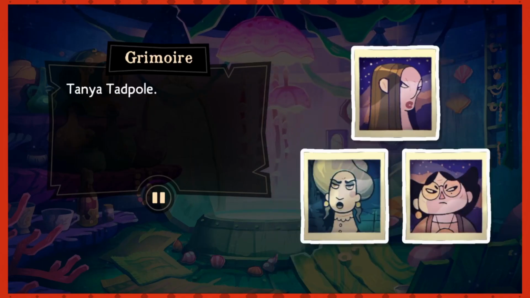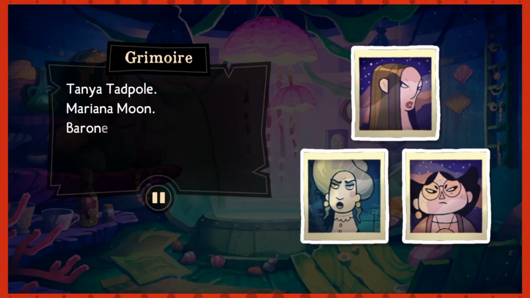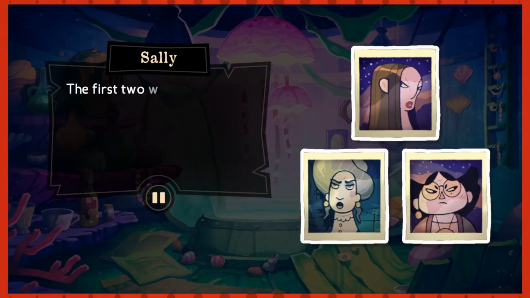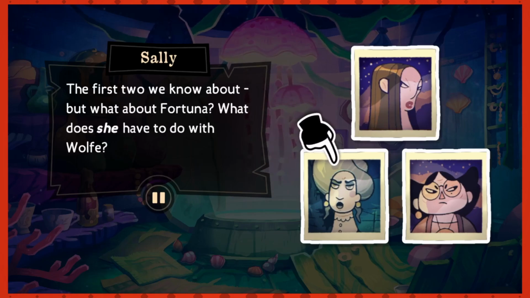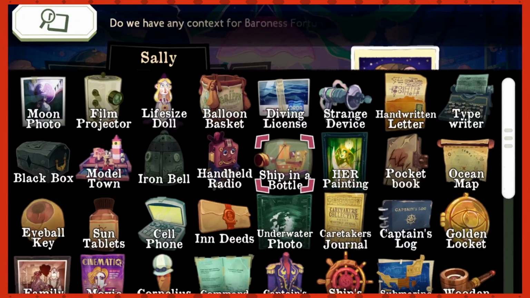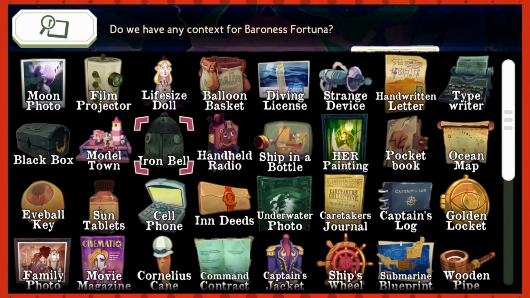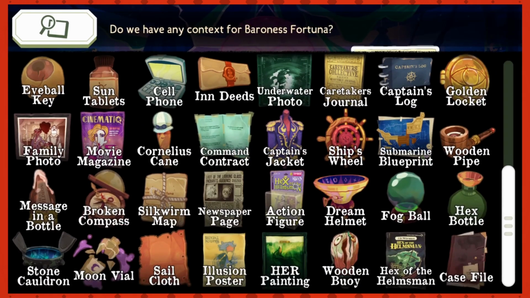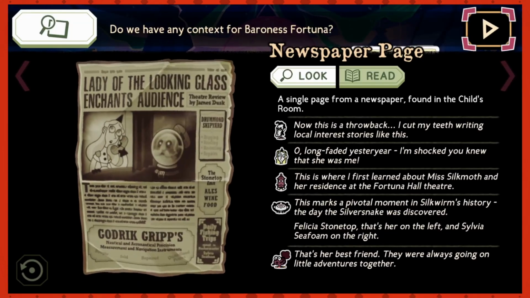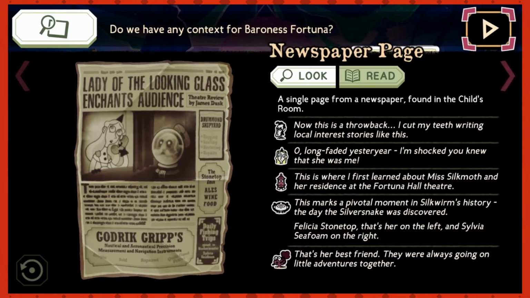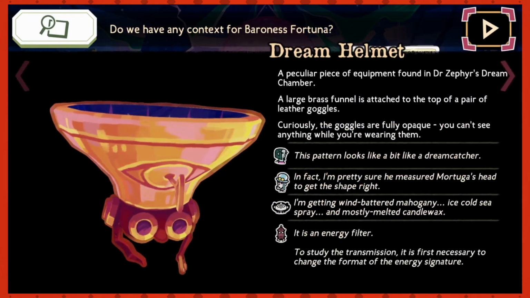Tanya Tadpole, Mariana Moon, Baroness Fortuna. The first two we know about. But what about Fortuna? What does she have to do with Wolf? Do we have any context for Baroness Fortuna? Well, we know that she's who Silkmouth worked for. But I don't think this is the clue they want right now. Where else was she mentioned?